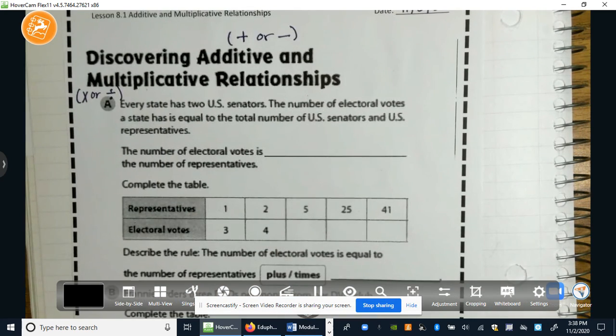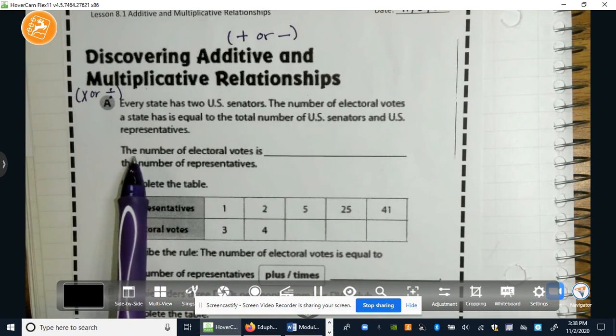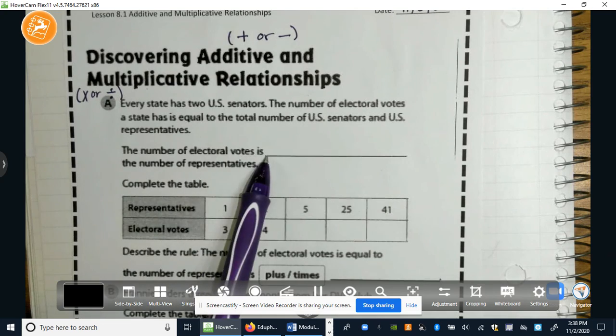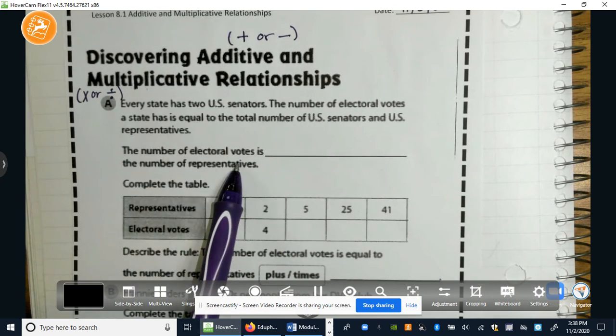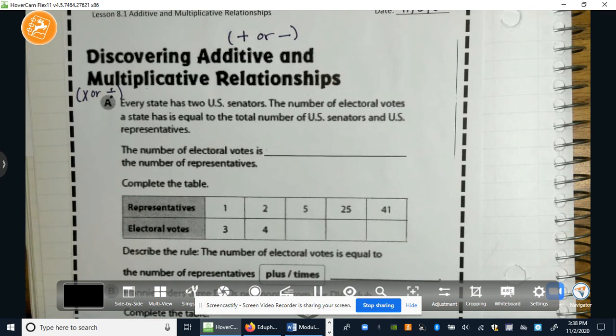So let's look at my question. Every state has 2 U.S. senators. The number of electoral votes a state has is equal to the total number of U.S. senators and U.S. representatives. So the number of electoral votes is blank the number of representatives. Well, first let's fill out this table before we go back to this. Then we'll go back to that.